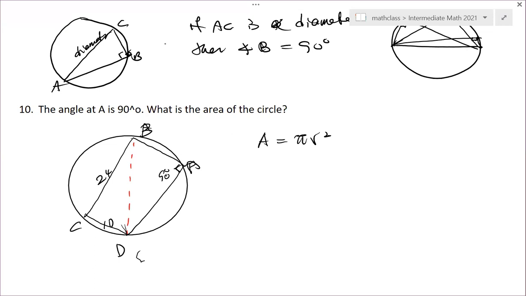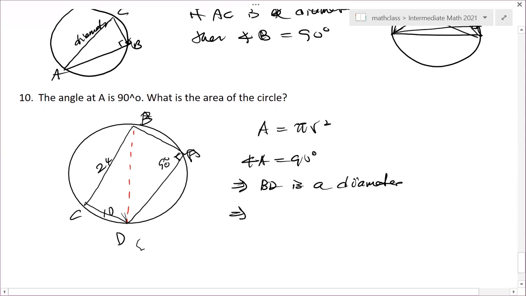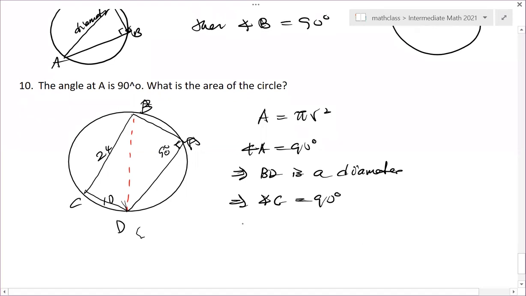All right. So step one, the angle at the point A is 90 degrees. So that implies BD is a diameter. Clear, right? BD is the diameter. If BD is the diameter, that implies the angle at C is going to be 90 degrees, right? Because C corresponds to the diameter. All right, see that. So that implies the triangle BCD is a right triangle.